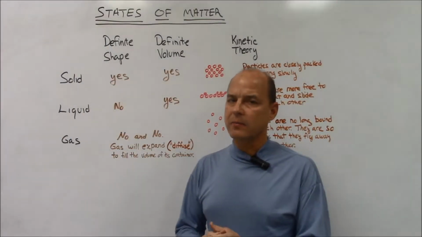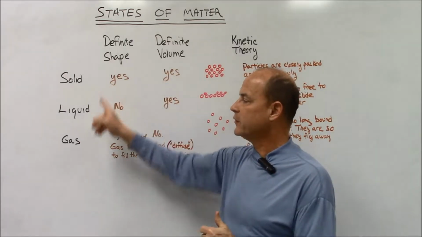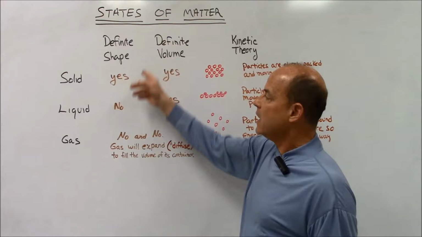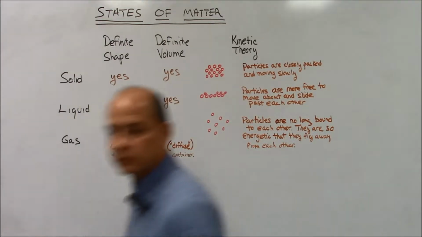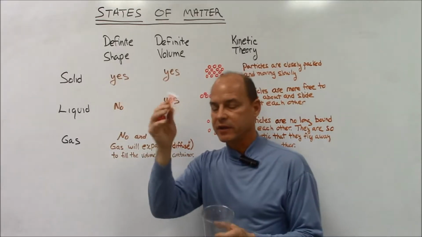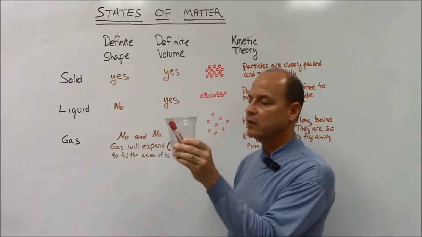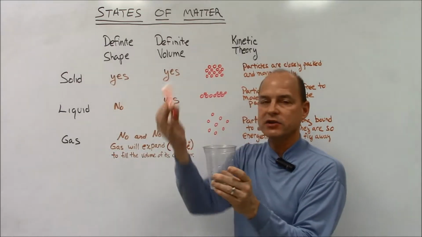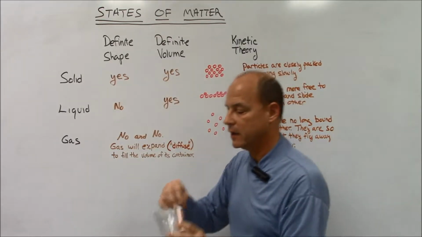Okay, now let me talk about the states of matter as you may have remembered it from middle school, and we talked about solids, liquids, and gases. You may recall that solids have a definite shape. So this marker has a definite shape. It's a solid, and when I put it in the container, it has a definite volume, but it has a definite shape. It doesn't take on the shape of the container. It's just kind of flopping around in there.